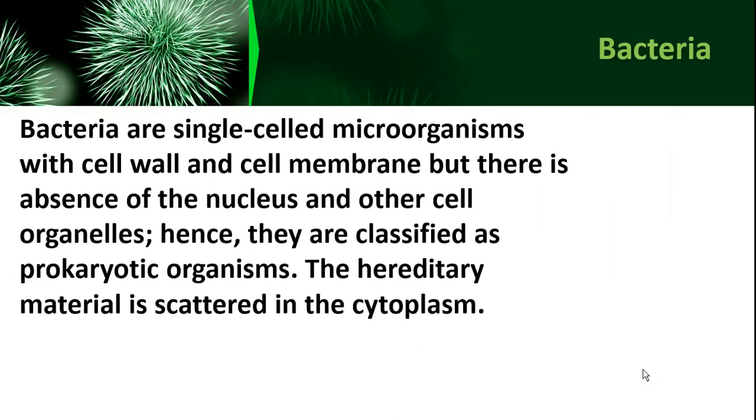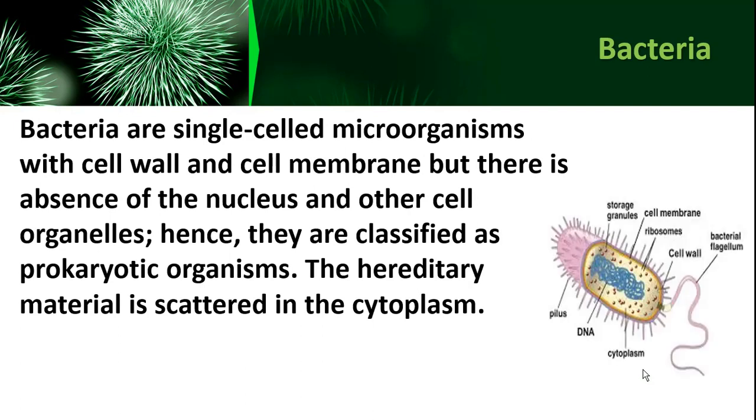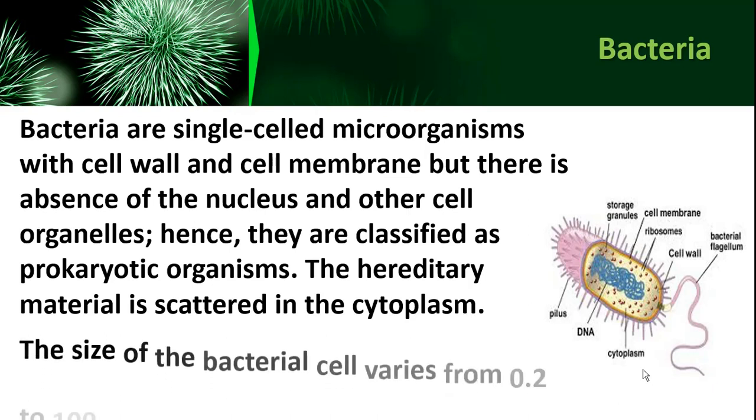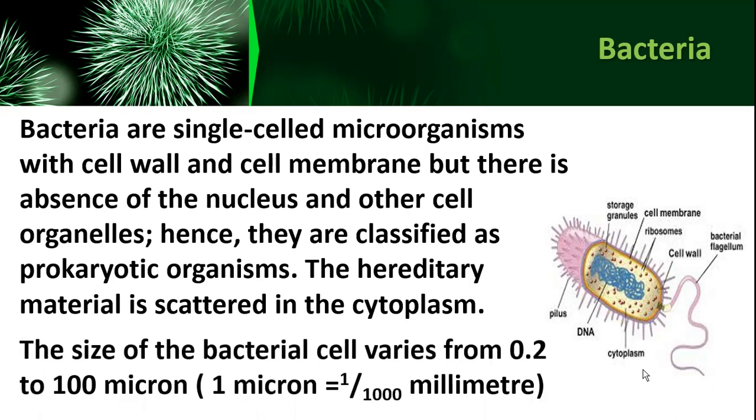They have a cell wall and cell membrane, but there is absence of the nucleus and the other cell organelles. Plants और एनिमल सेल में जिस तरह से न्यूक्लियस होता है, एक वेल डिफाइंड न्यूक्लियस होता है एंड हेरिडिटरी मटेरियल जो होता है वो न्यूक्लियस के अंदर बाउंड होता है, तो बैक्टीरिया में ऐसा नहीं होता है. They don't have a nucleus and the hereditary material is scattered in the cytoplasm, and that is why they are classified as prokaryotic organisms. The size of the bacterial cell varies from 0.2 to 100 micron.